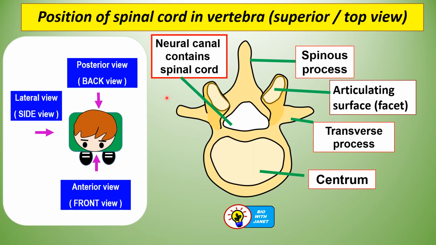So this diagram shows us the position of the spinal cord in the vertebra from the superior or top view, as when we are looking downwards at a person. We will see the vertebra in this picture as shown here, with the spinous process facing backwards, at the back, and the centrum facing the front. The front view is called the anterior view, as we look at the person's face, and the back view is called the posterior view. If you look from the side, it's called the lateral view. If you look from the top, it's the superior or top view.